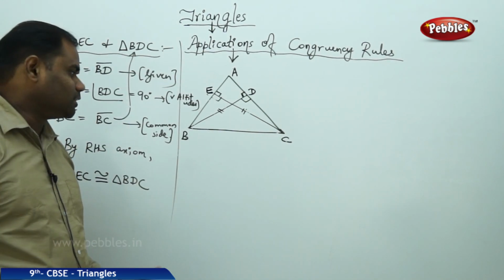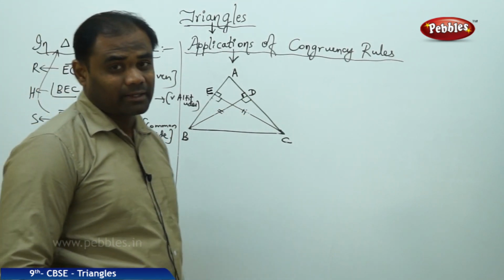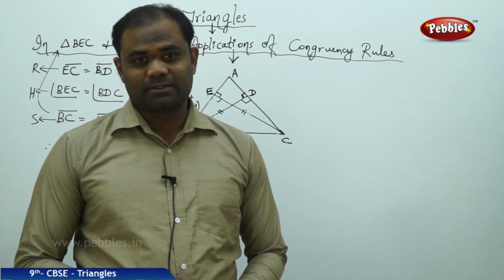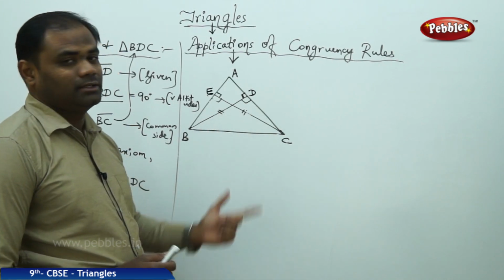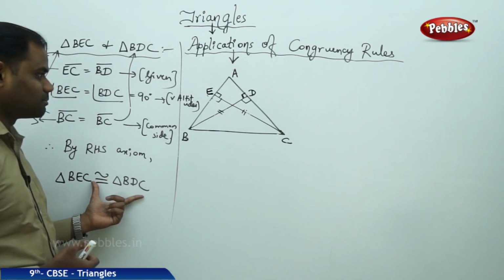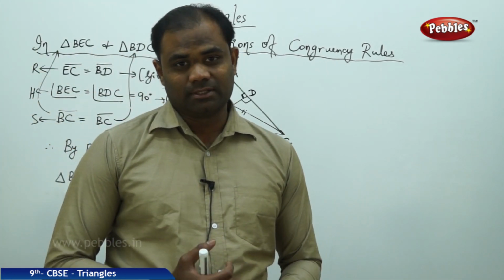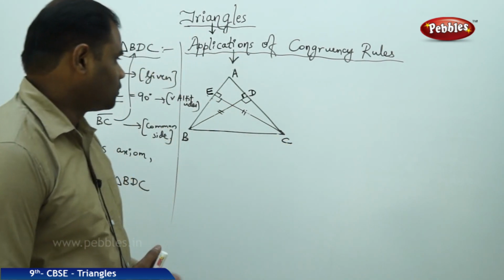Therefore, when I prove that the two triangles BEC and BDC are congruent, indirectly I mean that the two triangles are equal in all respects. Therefore, this triangle is equal to this triangle in equal respects. We utilize this triangle concept now to prove that the two triangles are isosceles. So let's see how we can prove the isosceles property for two triangles.